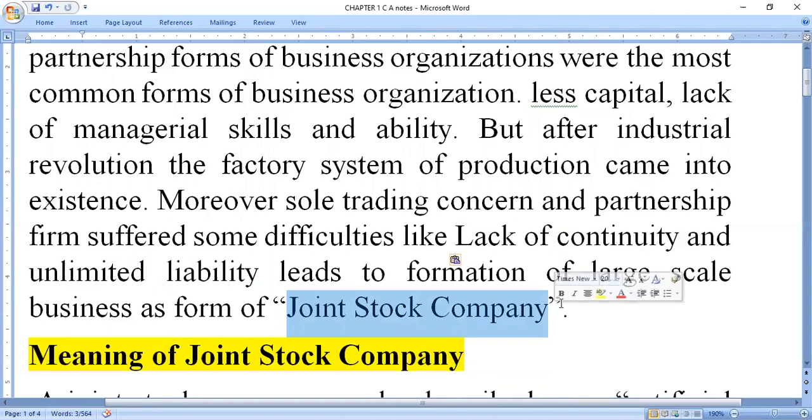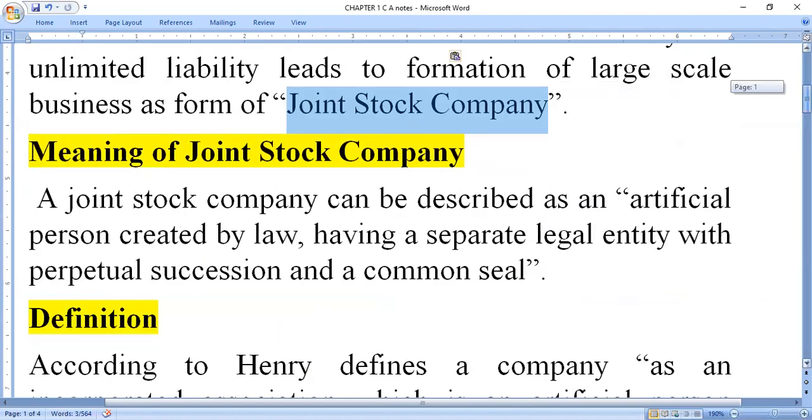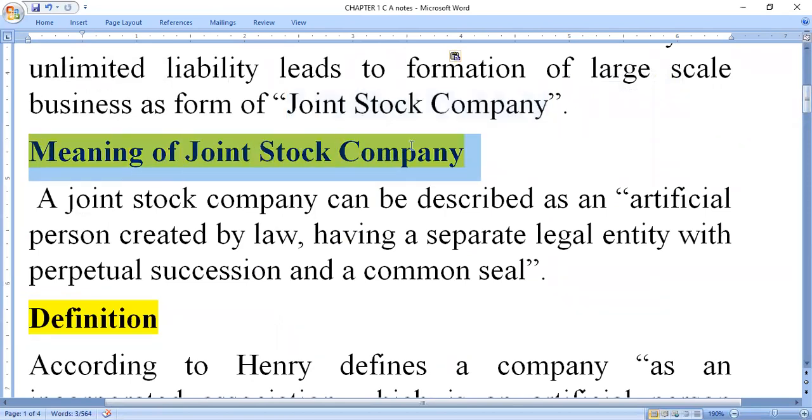Now we are moving on to the next concept here, the meaning of joint stock company. What is meant by joint stock company? Here, the simple meaning is given.